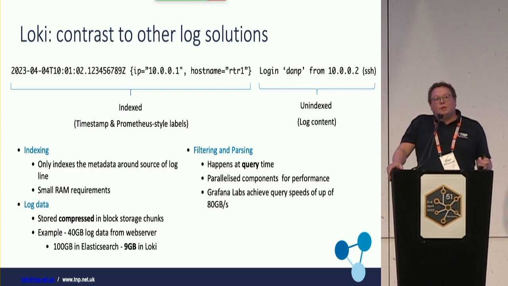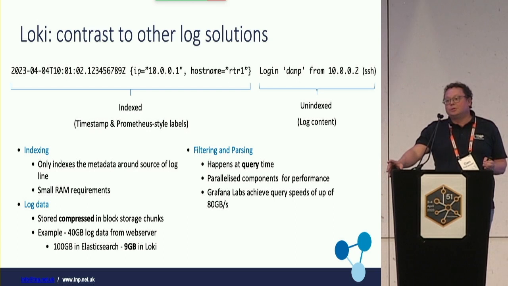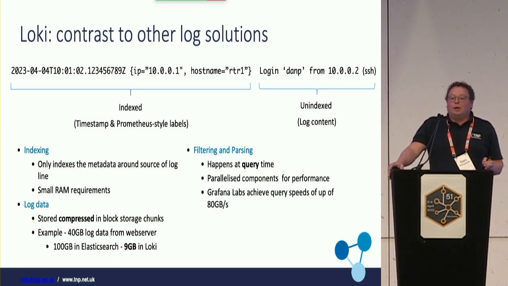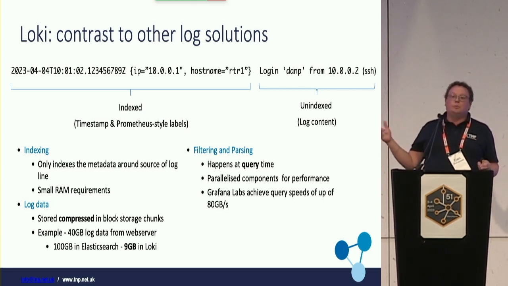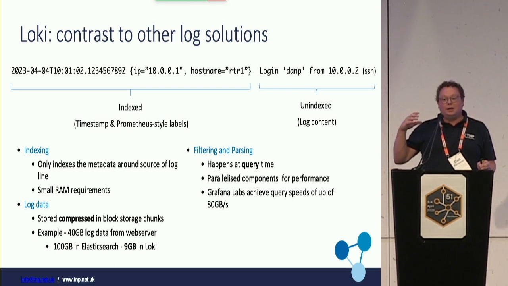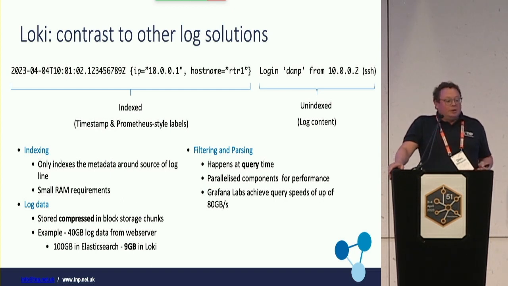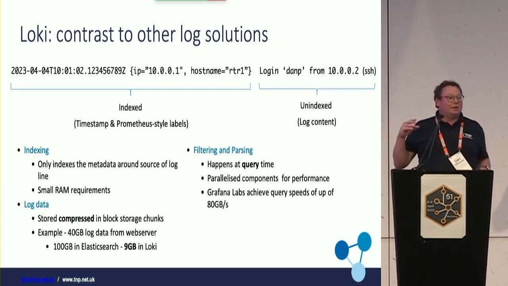The classic counter example is Elasticsearch-based solutions. The example I've put there is 40 gigs worth of log data with Elasticsearch that ends up ballooning, with the index included, to 100 gigs worth of data, whereas in Loki it's 9 gigs.